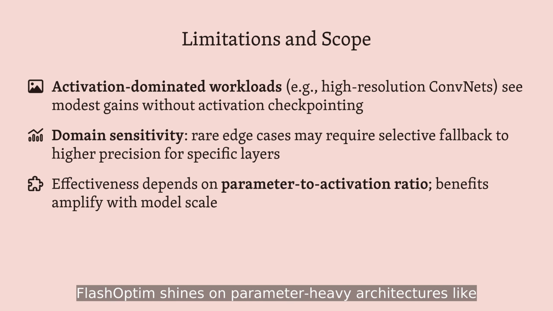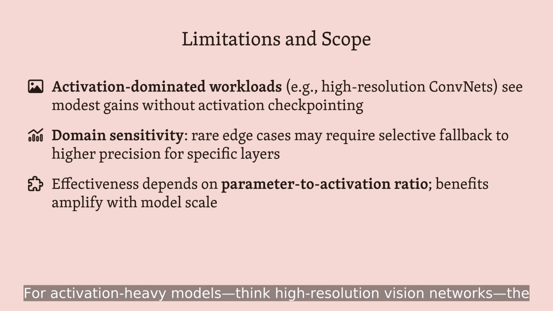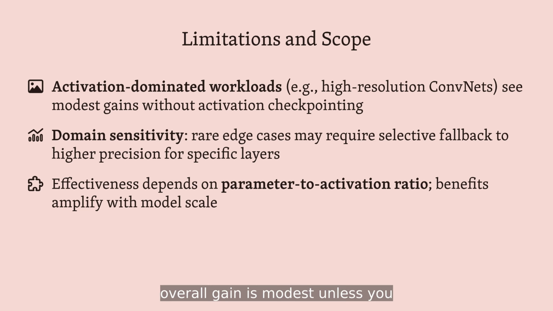FlashOptim shines on parameter-heavy architectures like transformers, where optimizer state dominates memory. For activation-heavy models, think high-resolution vision networks, the overall gain is modest unless you also checkpoint activations. Some edge cases in specific domains may still need selective fallback to higher precision, but the framework supports per-layer exclusions.